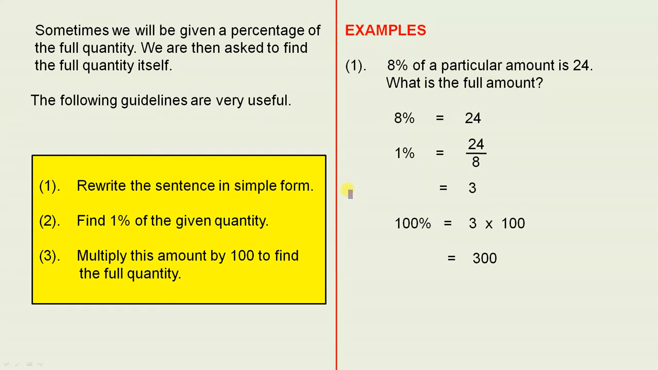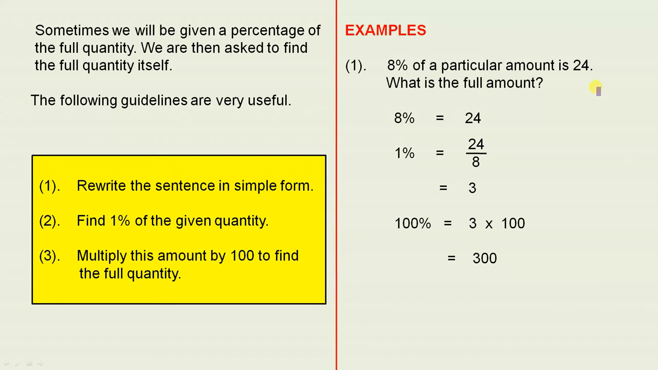Number 1. Rewrite the sentence in simple form. Number 2. Find 1% of the given quantity. Number 3. Multiply this amount by 100 to find the full quantity. So let's do some examples to see how this works.